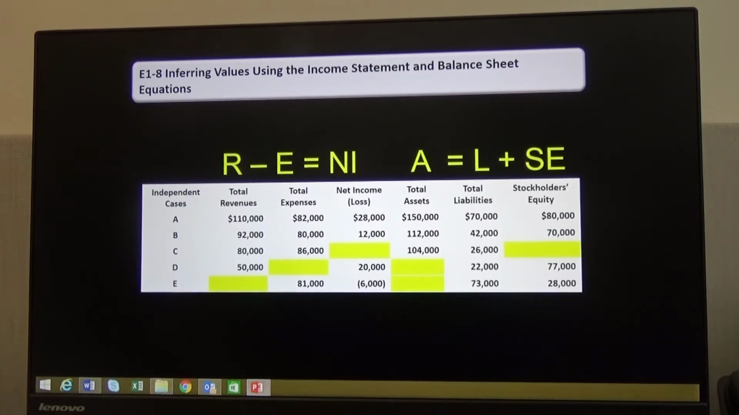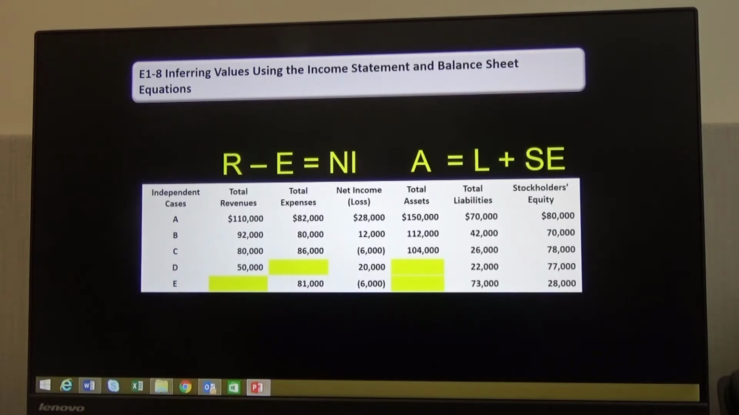We do the same thing with letter C. If revenues are 80,000 and expenses are 86,000, that means we're going to have a loss of 6,000. And if our assets are 104,000 and the liabilities are 26,000, that means that the equity must have been 78,000.